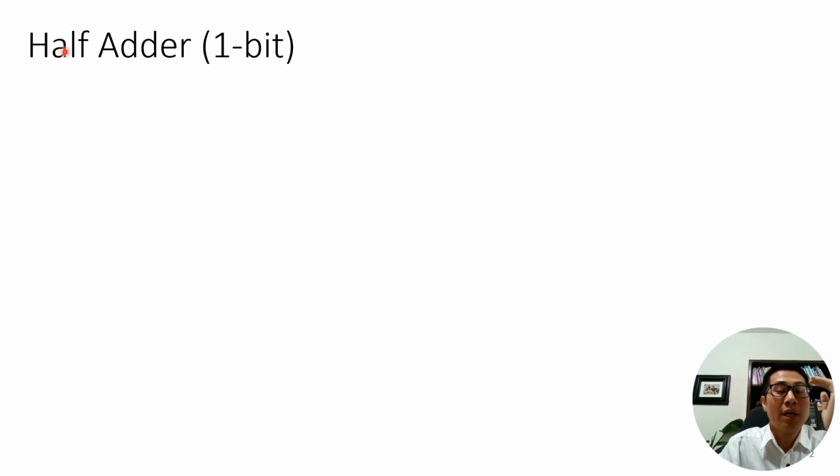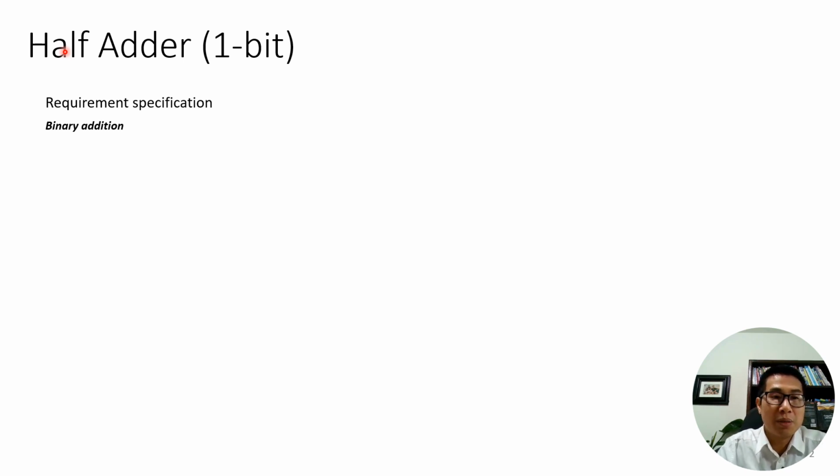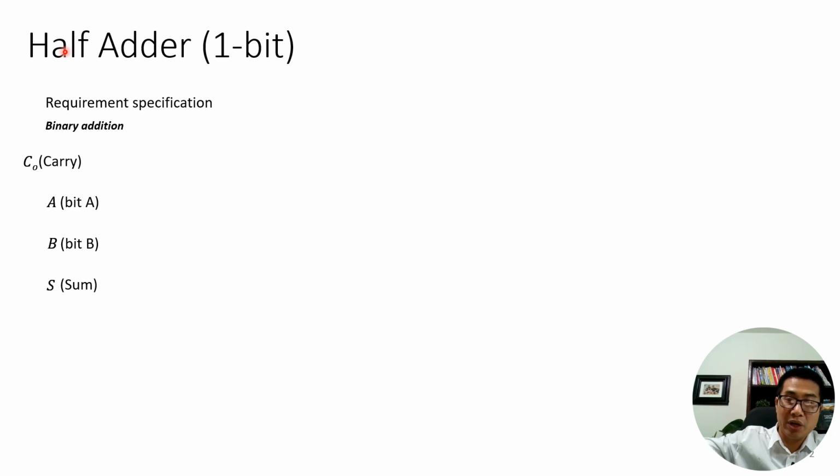Okay. So now this is the requirement specification, or the business requirement, that we need to do: binary addition. We have a bit A, we add it with a bit B, and we're going to produce a sum S, and it may also produce a carry. We do not care about the carry in. It does have the carry out, but not the carry in right now.